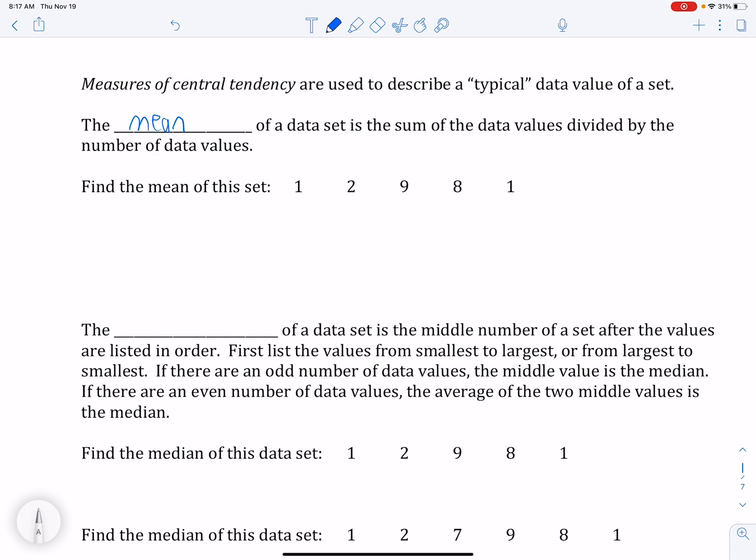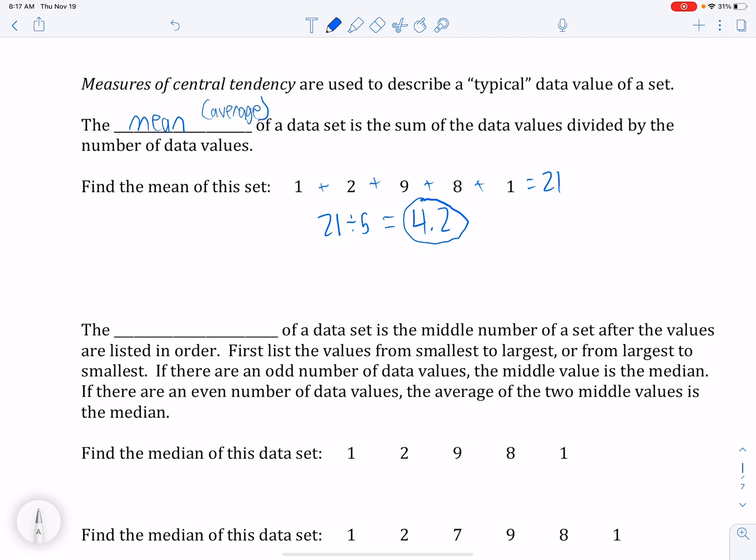So for example, if we have the set of numbers 1, 2, 9, 8, 1, and the problem asks us to find the mean. First, we add them all up and we get 21. And then because there's 5 data values in that set, we would do 21 divided by 5, and we would get that the mean of that set is 4.2. So mean is just another word for average. I just put that here in parentheses.